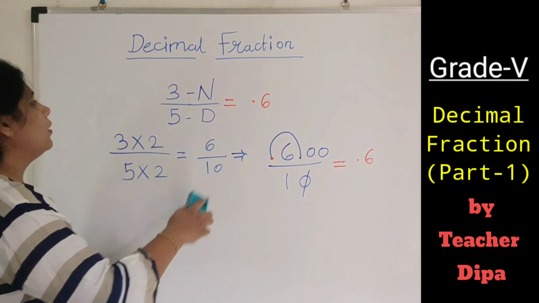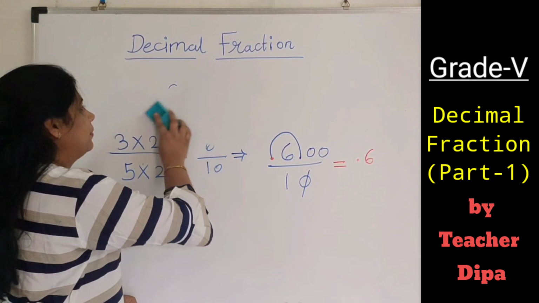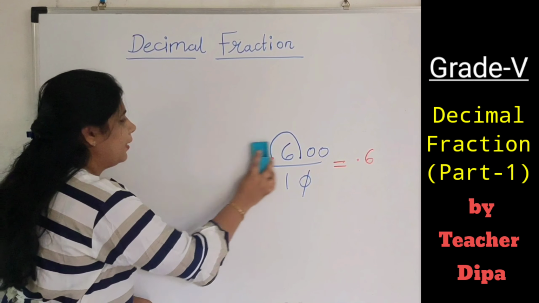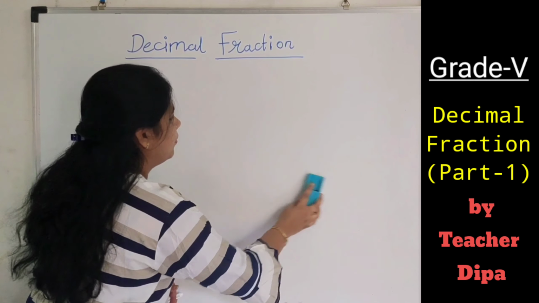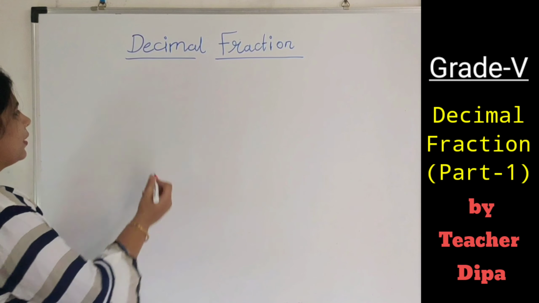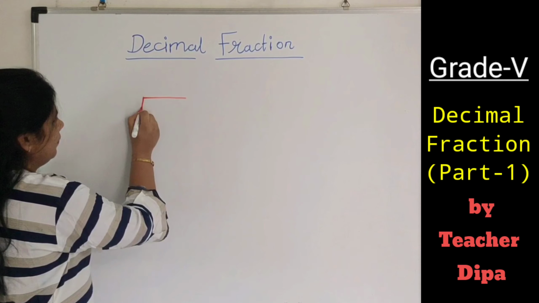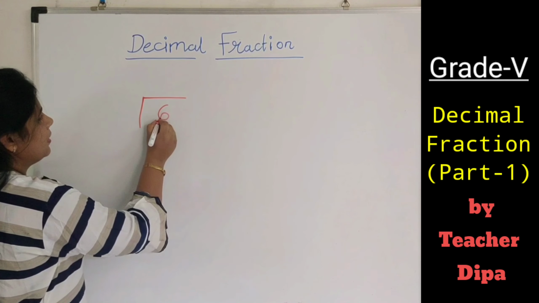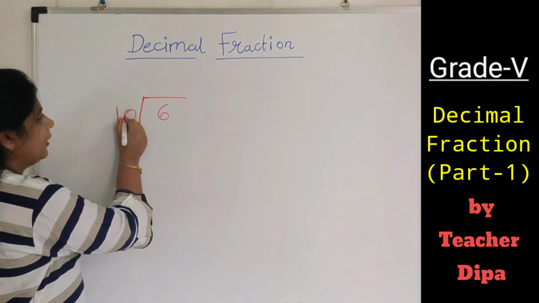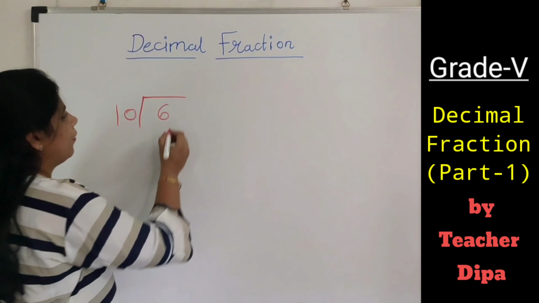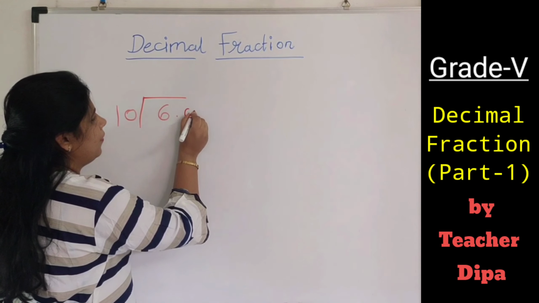For converting the same number into its decimal fraction, we have another method too. That is called the division method. For that, we have to do a simple division, as we have the number 6 and we have to divide it by 10. For that, we again take the number as it is.